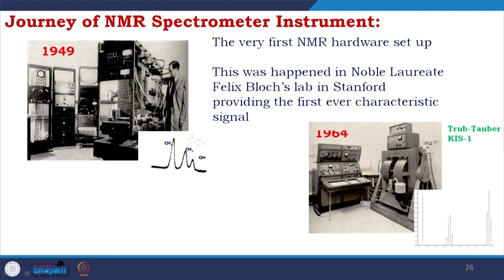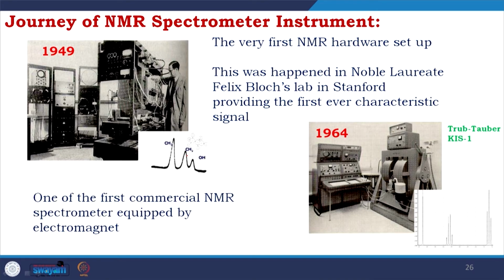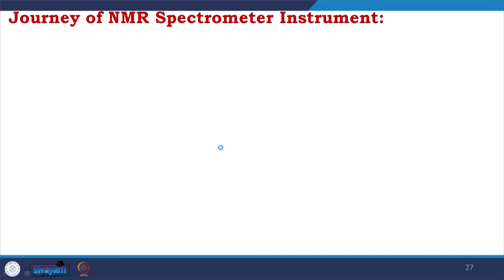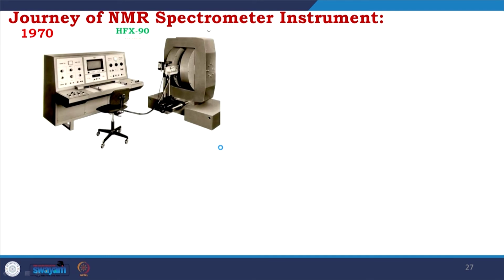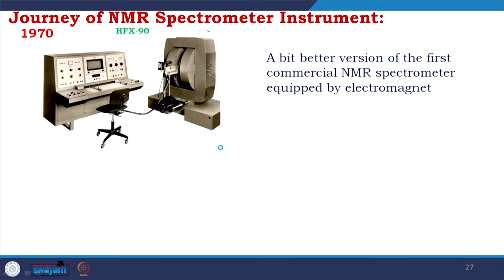In 1964, the first commercial NMR spectrometer equipped with an electromagnet arrived, and you see how much change there was in the sophistication of the data collection. Then in 1970 the HFX90 came. This is a bit better version of the first commercial NMR spectrometer equipped with an electromagnet.